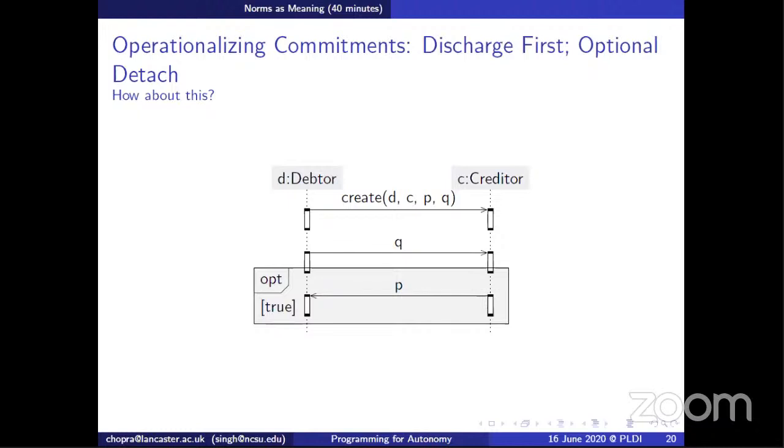How about this? This figure shows a commitment that is created and detached, so the creditor brings about P via a message. Then bringing about the consequent Q is optional. There may be a message that discharges the commitment, or there may not be. This is also a fine operationalization, because whether a commitment is discharged is up to the debtor. The debtor may send a message that brings about Q, or it may not. If it does not, the commitment will of course have been violated, but that is exactly the autonomy of the debtor.